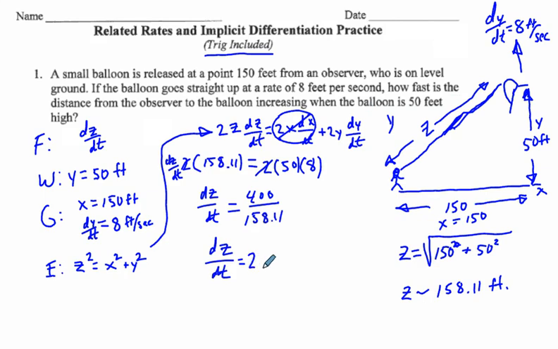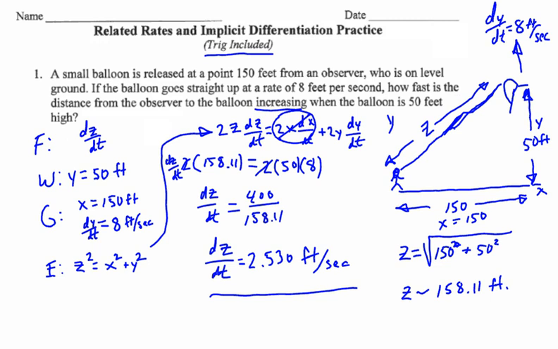So 2.530 feet per second. And before we go on from here, does this answer make sense? Well, we know that the distance has to be increasing, so we have a positive 8 going up here, and this dz is going to have to be positive also, but not as much. So the answer makes a little bit of sense at least.